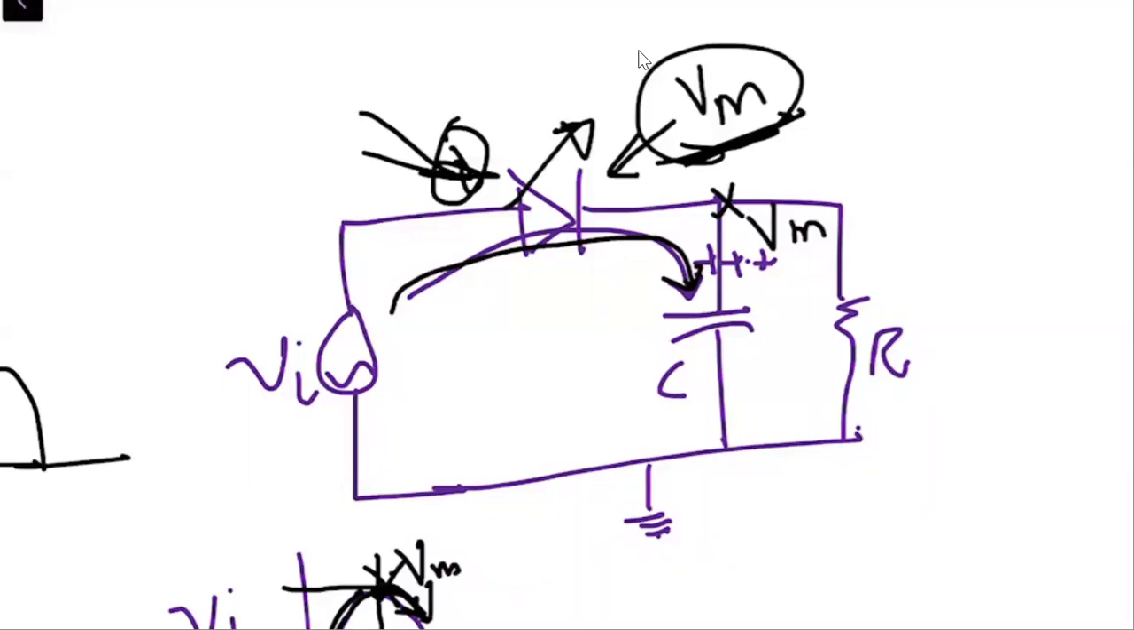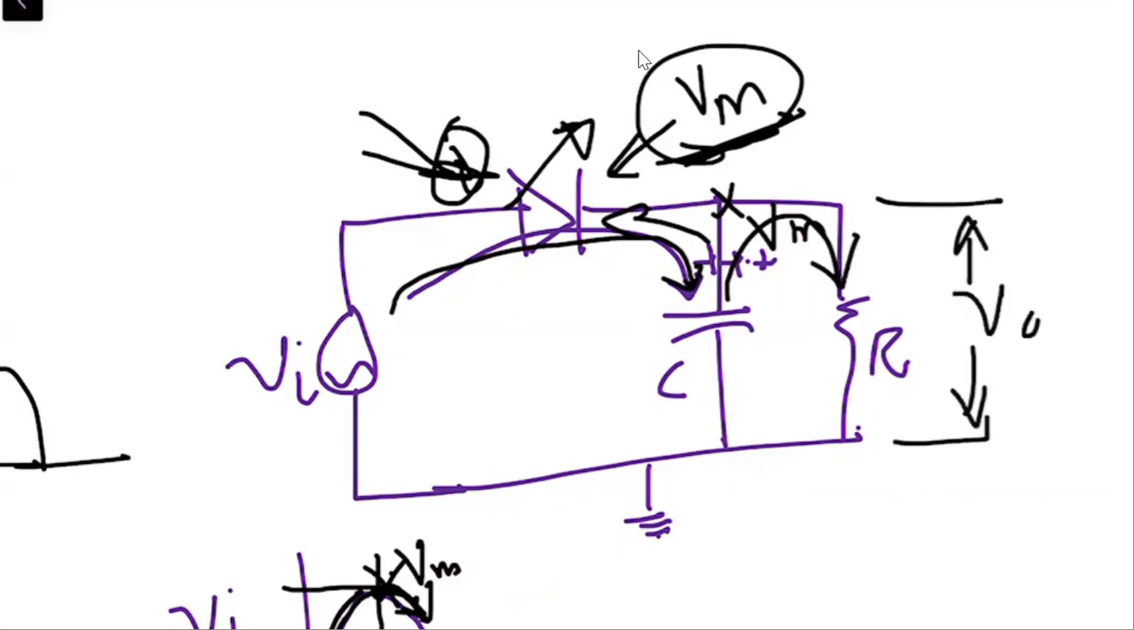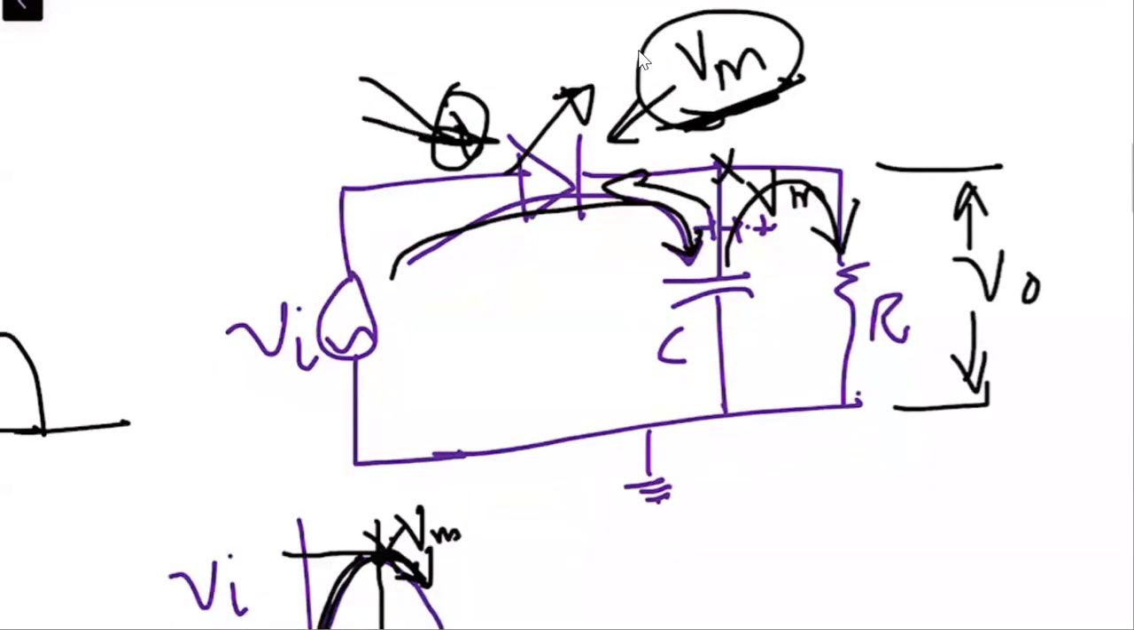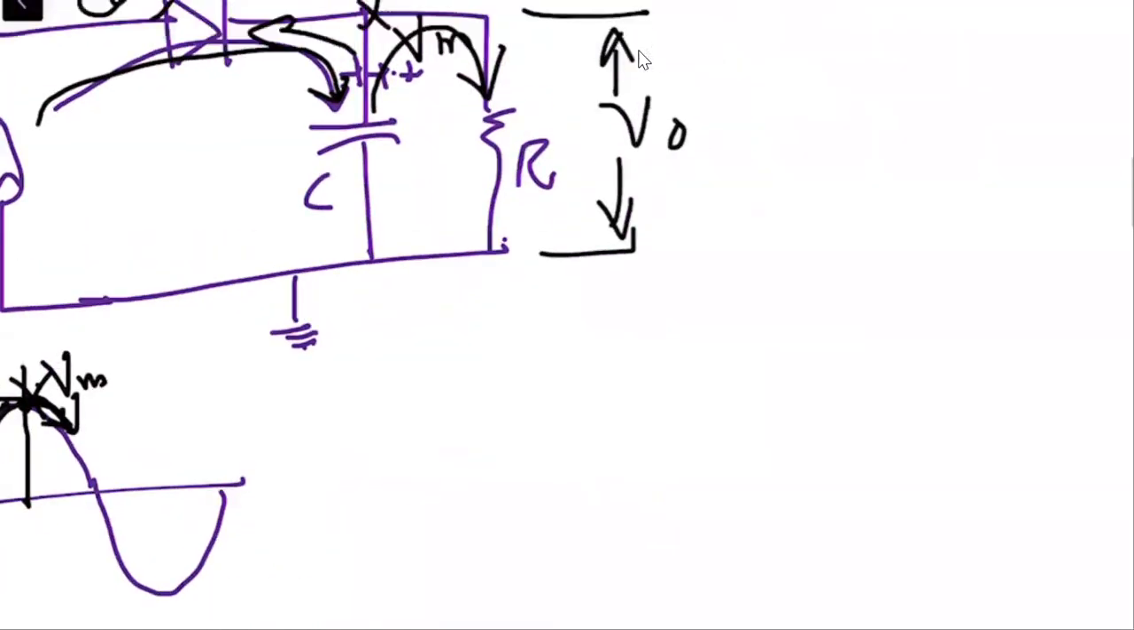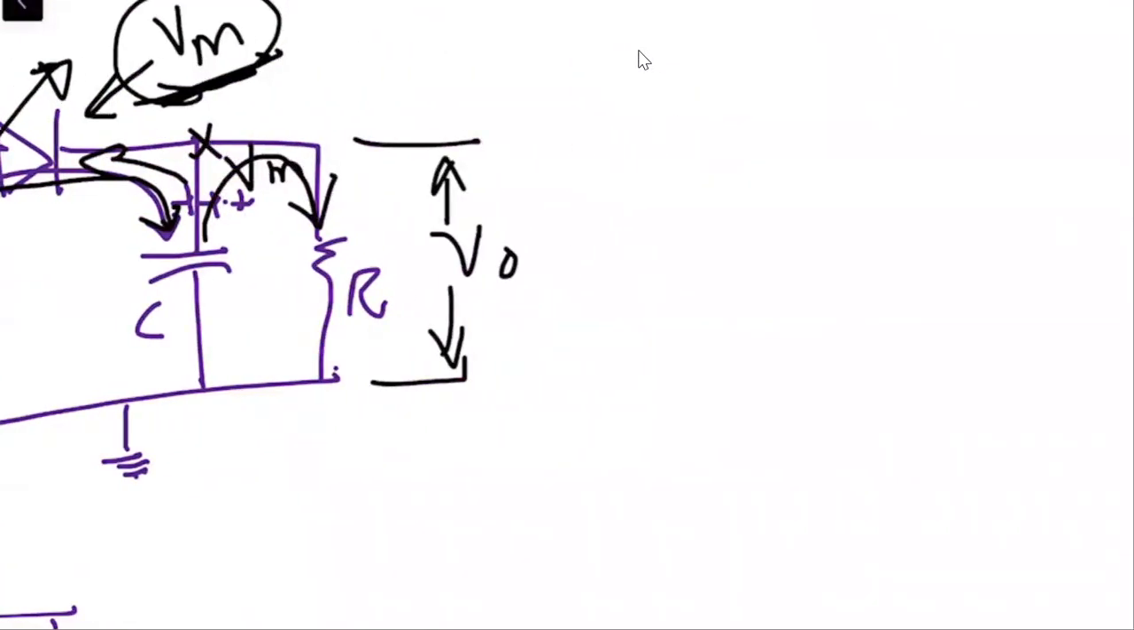Due to that very reason, this diode is now behaving as an open switch. This means the capacitor cannot discharge through here. So the only path left for the capacitor to discharge is through the resistance R, which is in parallel, and across this we are getting the output. So if you see the output over here, it will be something like this.